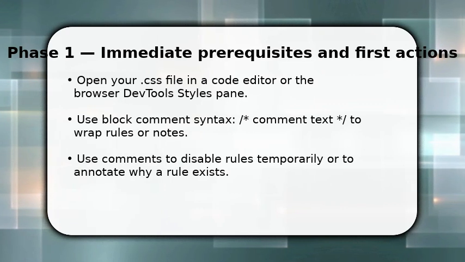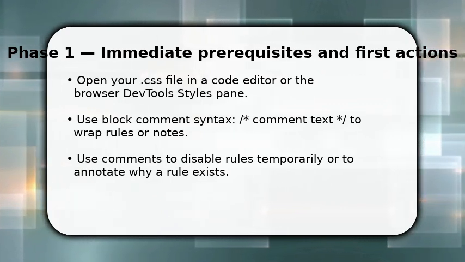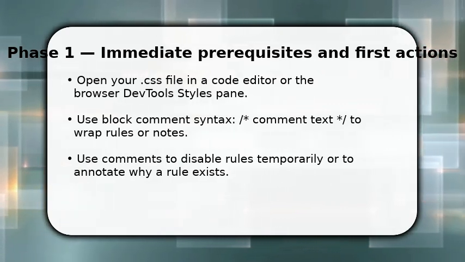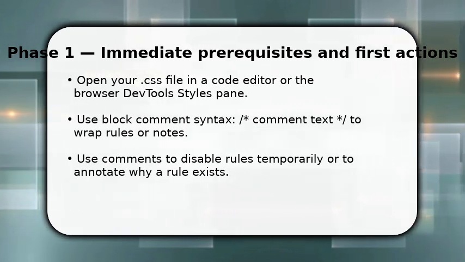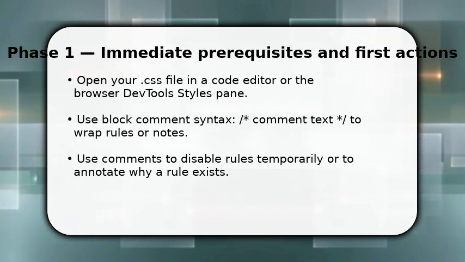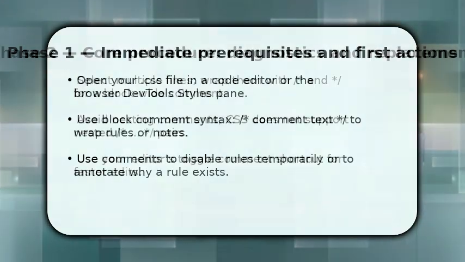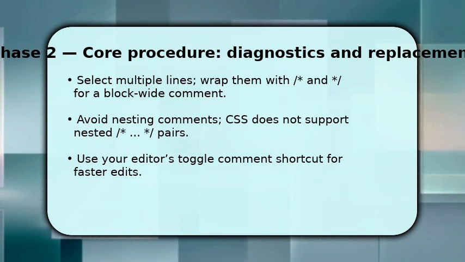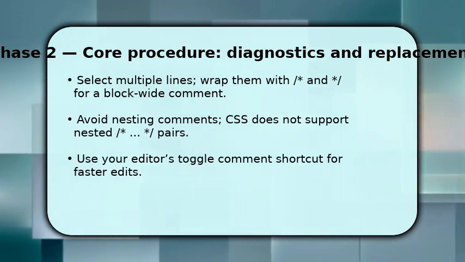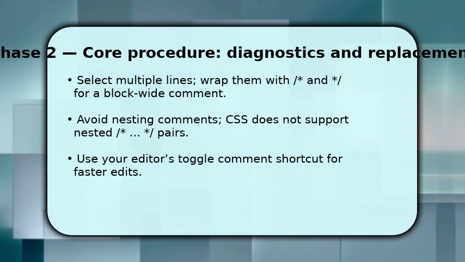Once done, make sure to save the file or apply changes in DevTools so the comment takes effect. You'll see disabled declarations vanish from computed styles. You can comment out multiple rules quickly by selecting the block and adding /* at the start and */ at the end. Many editors provide a toggle comment shortcut. Use it to speed up tests.